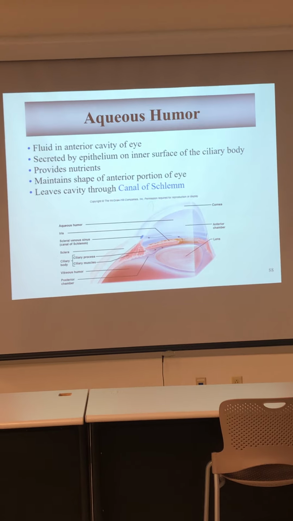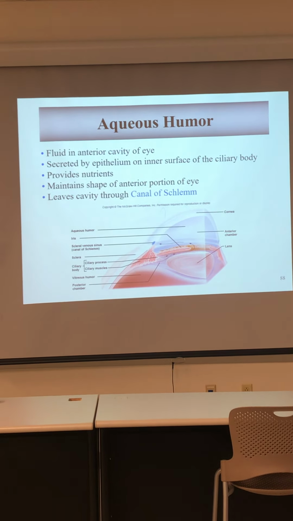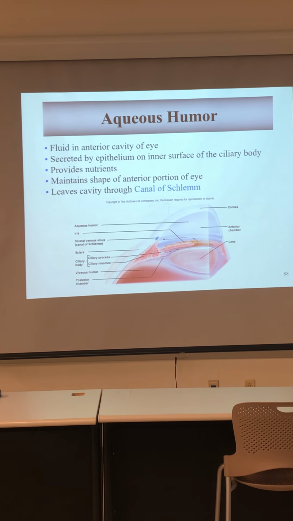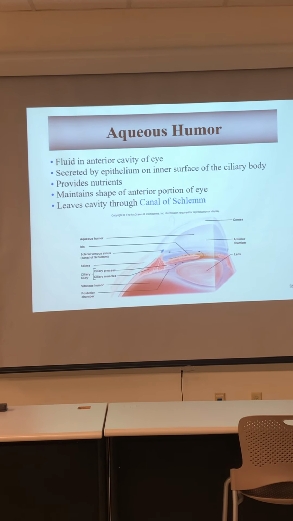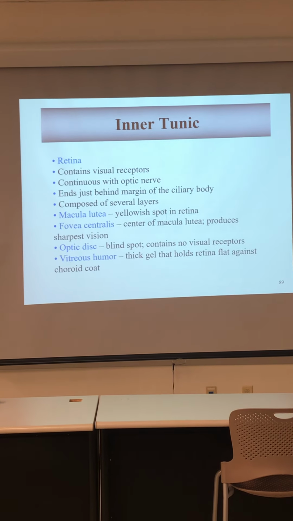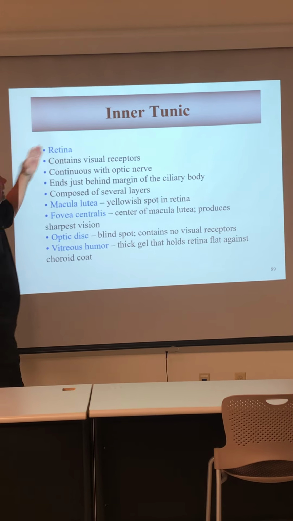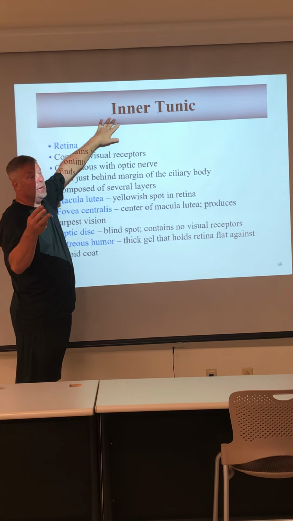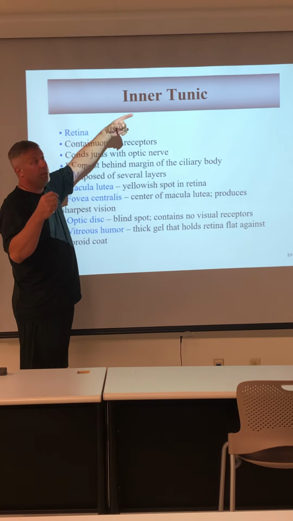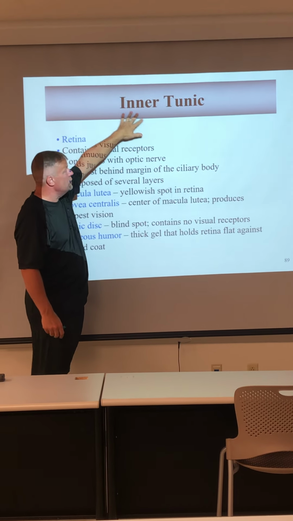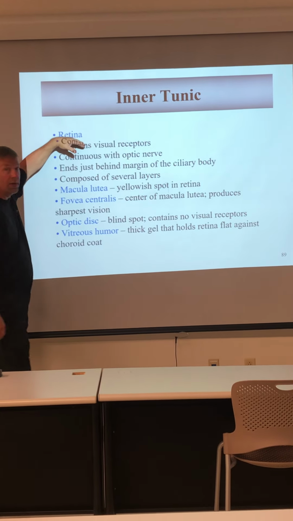Aqueous humor is a gel-like substance found in the back posterior chamber. I'm sorry, that's wrong. Aqueous humor is what we just talked about. I'll mention the vitreous humor as one of those. Okay, finally, after all that, we're in the third tunic. Don't forget, we did a fibrous, we did a vascular, now this is the nervous tunic. And the retina is what is in there.